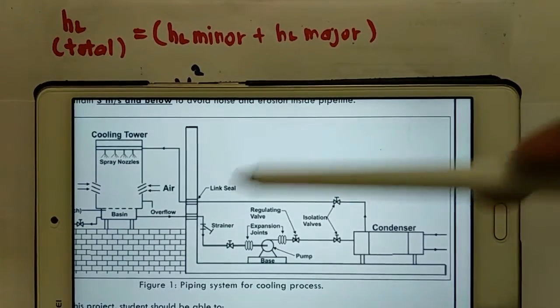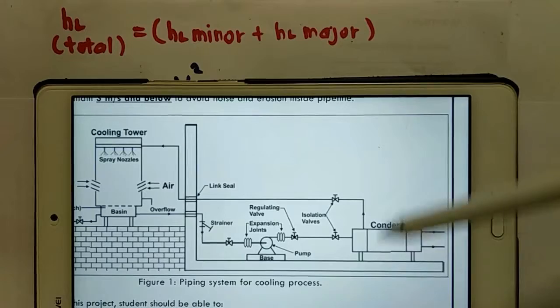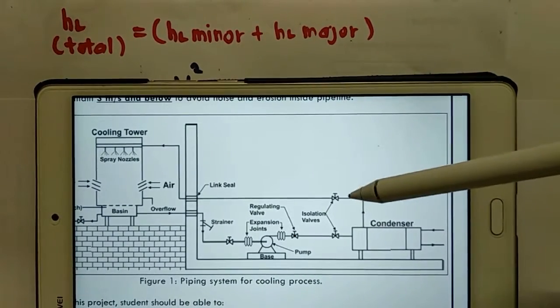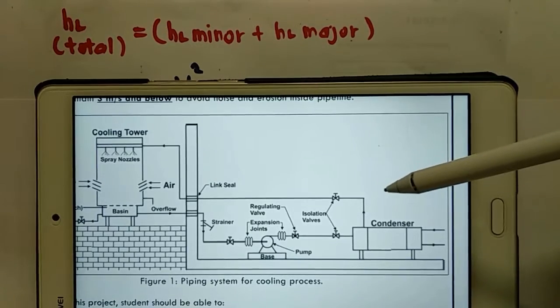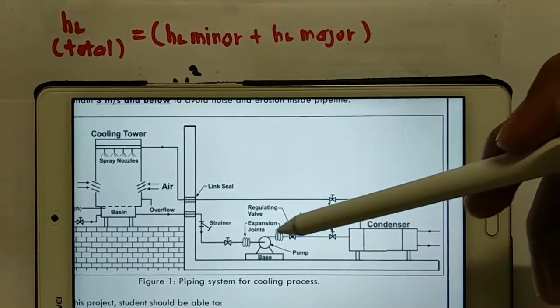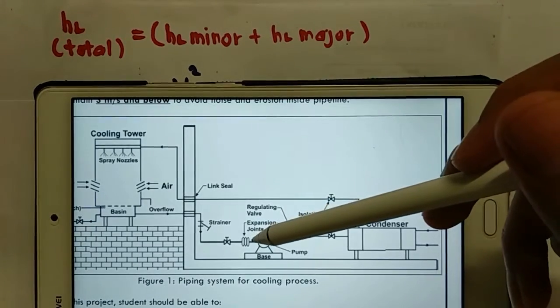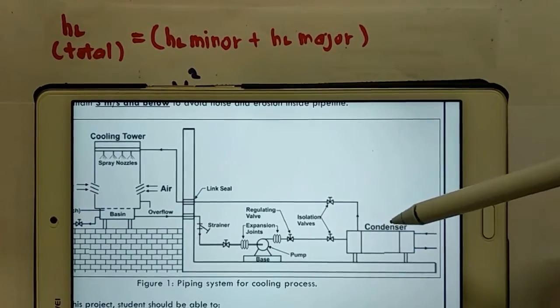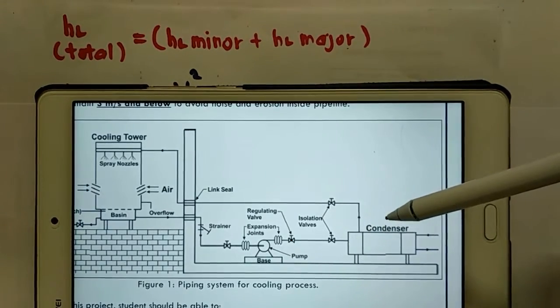So for this piping system, we have 4 valves, which are open gate valves, 5 90-degree elbows, and 2 expansion joints, which are expansion and contraction. And for the condenser, we have the exit and entrance inlet.